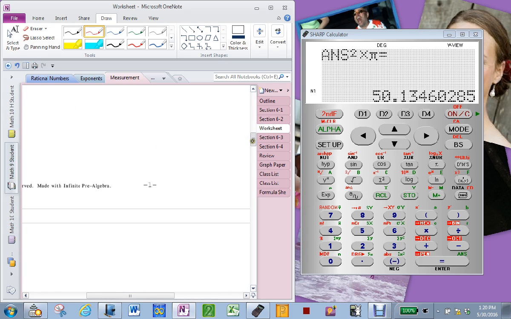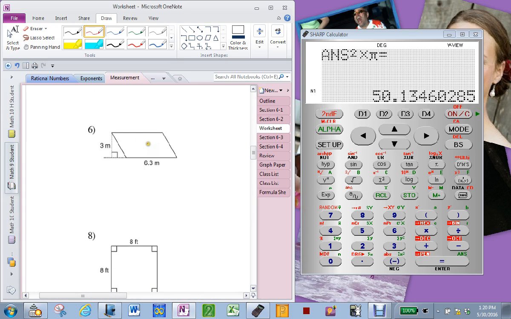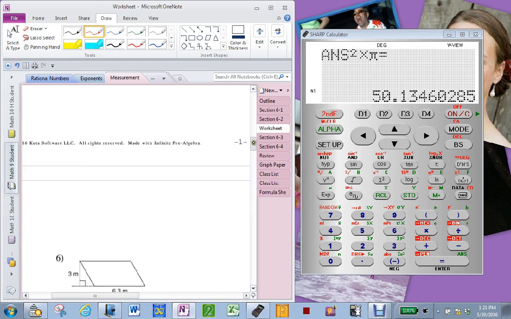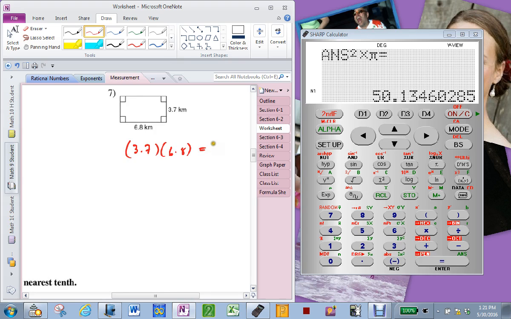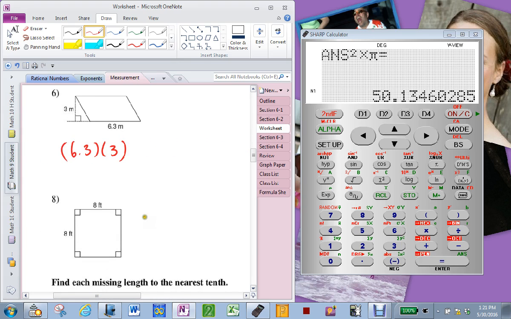That was it on that page, yeah? So this one, what is it? It's in your notes, base times height, right? So it's 6.3 times 3, which is 18, no, I lie, 9 and 18, oh yeah, 18.9. And this was just area, yeah? Area here, length times width, 3.7, times 6.8, which is of course going to be somewhere around 28, whatever it was. And this one is of course 64.